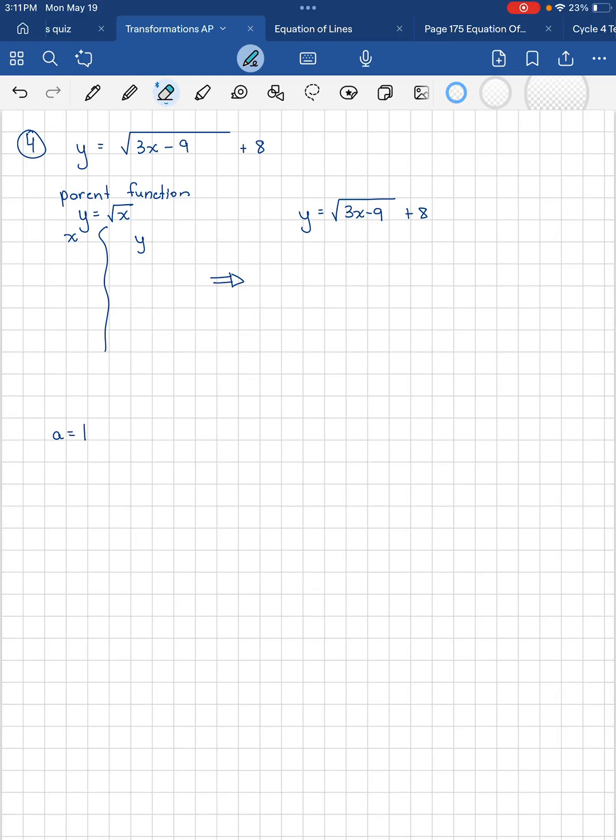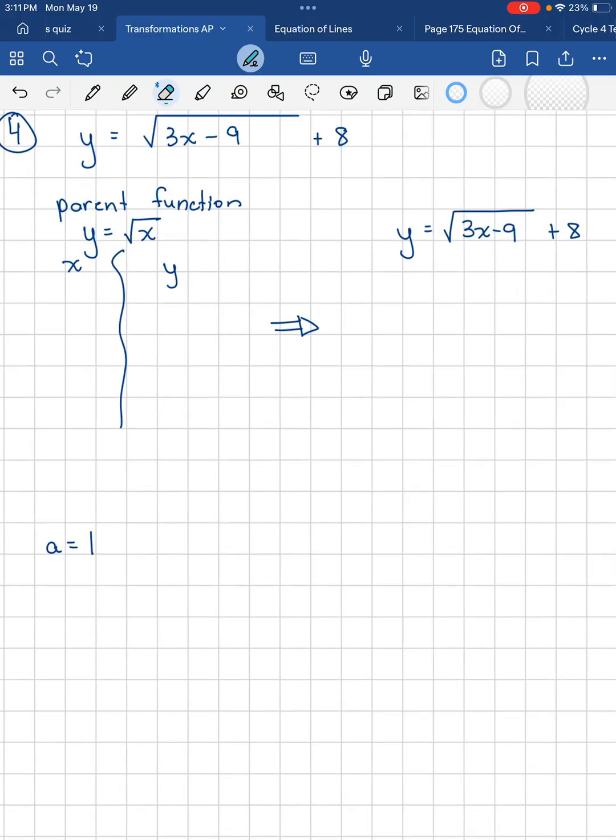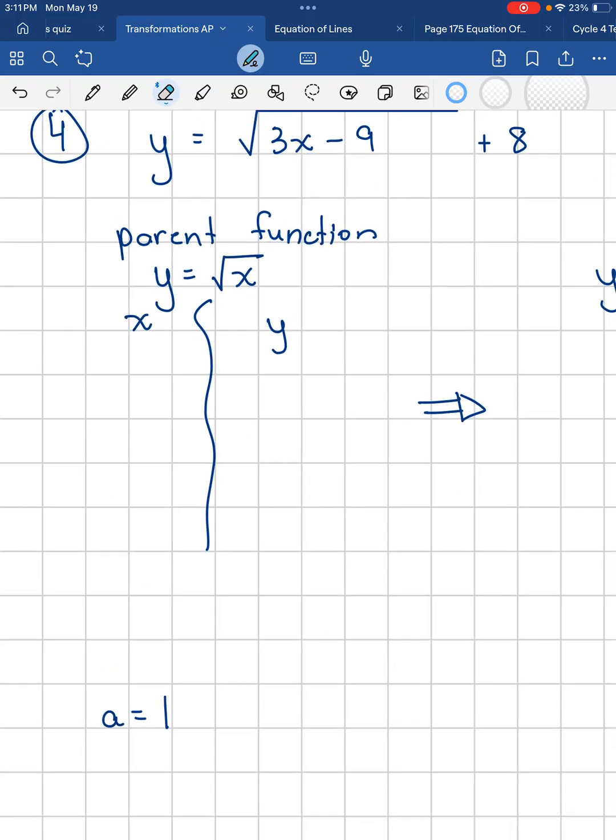So I'm just giving another example for the AP transformations part. This is an example of a root function. So whenever you see the root, you have to look at the parent function, which is just y equals root of x. So we're going to take a look at this function here. We normally use x values of -2, -1, 0, 1, and 2. However, if you try to do the root of a negative, it doesn't exist. So you have to start with x equals 0.